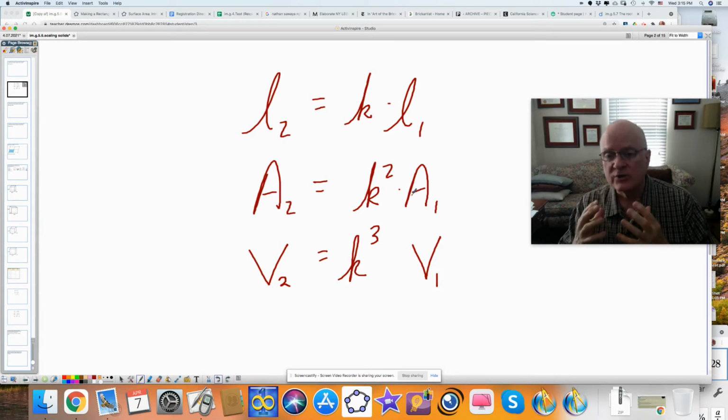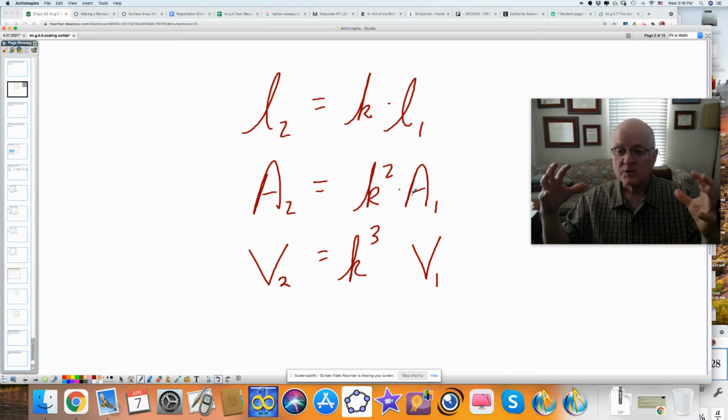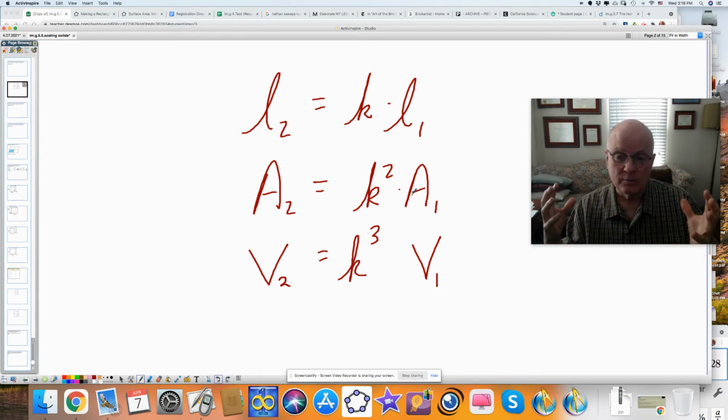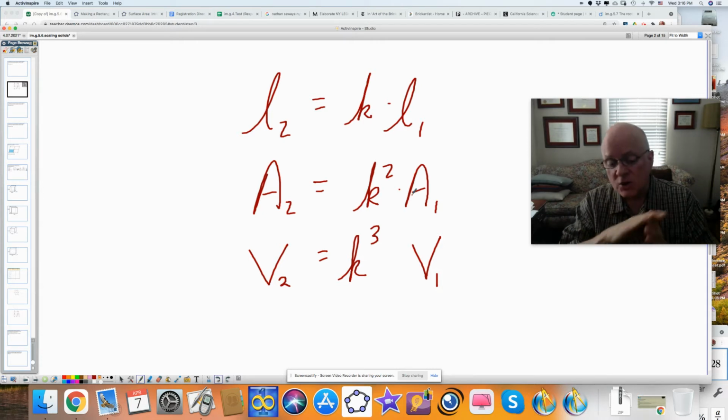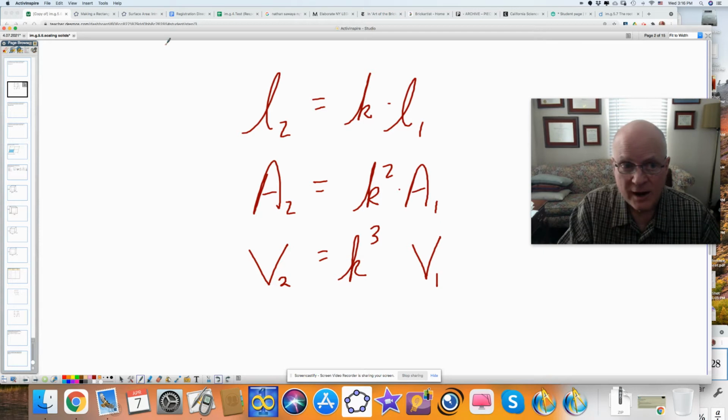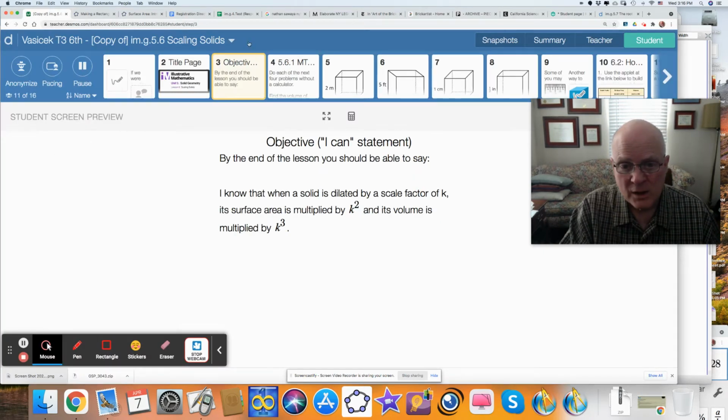Well, today we're going to look at solids, and we're looking at two parts of them. One is if it's the volume, it's going to have a length, a width, and a height component. So it's going to be times k cubed. Or if we're looking at the surface area, the area of just the surface part of it, that's going to be similar to what we did when we looked at a two-dimensional object of area. It's going to be multiplied by k squared. That's going to be the objective of what we're looking at accomplishing today.